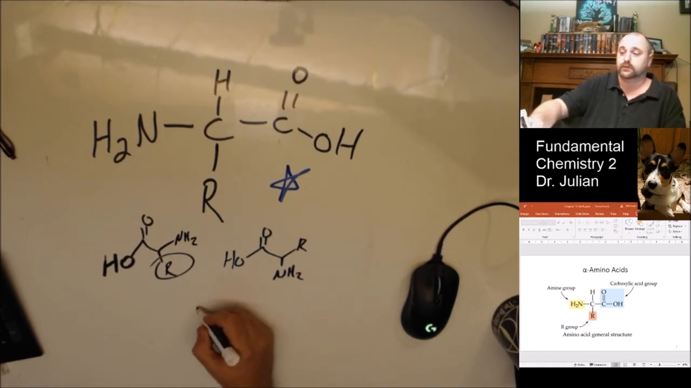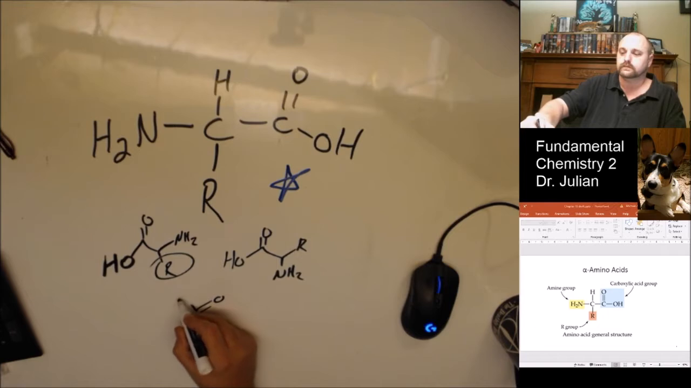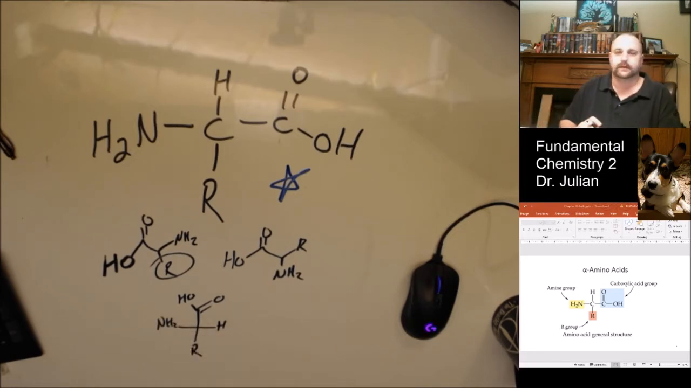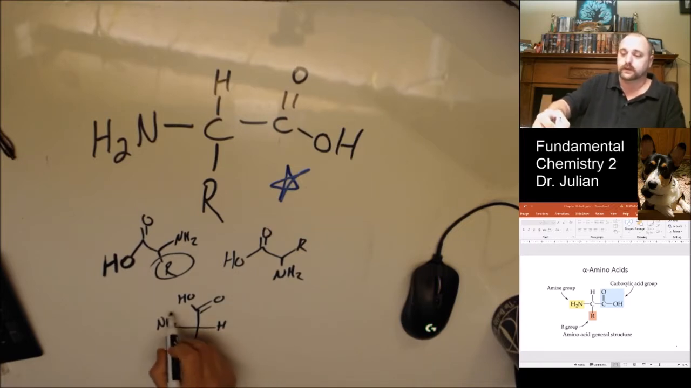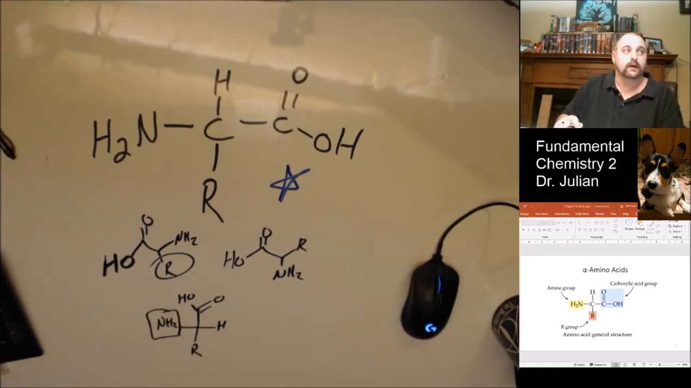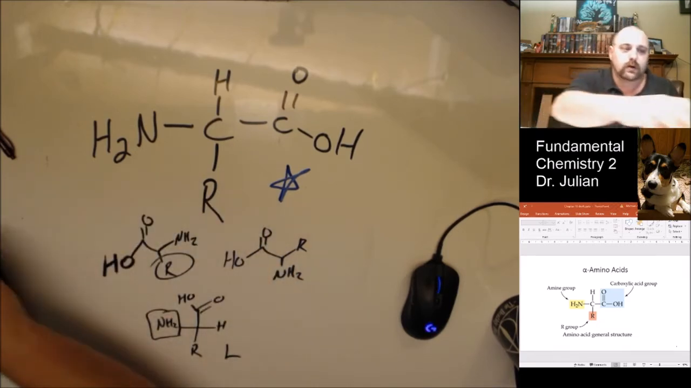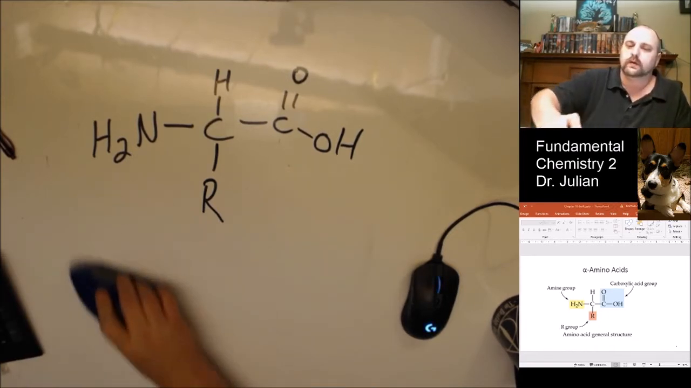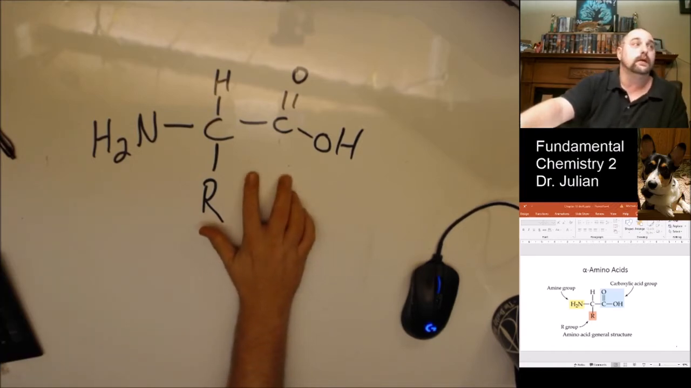We can draw these in Fisher projection. When we do this, the R is usually on the bottom, and it allows us to define D or L based off of the NH2. We'll talk about these later. So this one is on the left, it's L, and so we'll play with those, but our home run picture, one that gets us all the points in this chapter, is this one.